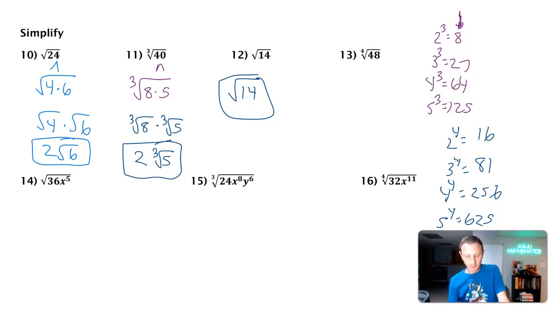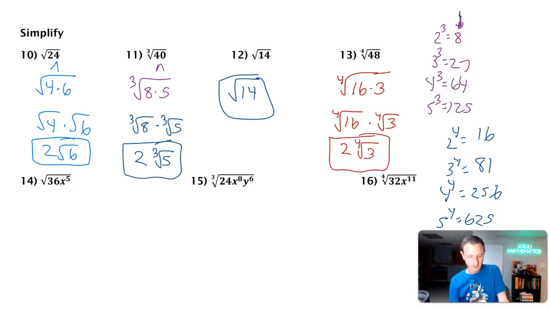So I have to simplify the fourth root of 48. I look at my options here: is 48 divisible by any of these values? And 48 is divisible by 16, and that's 16 times 3. So the fourth root of 48 can be written as the fourth root of 16 times the fourth root of 3. The fourth root of 16 is 2, and I can't do anything with the fourth root of 3. So my answer is 2 times the fourth root of 3.